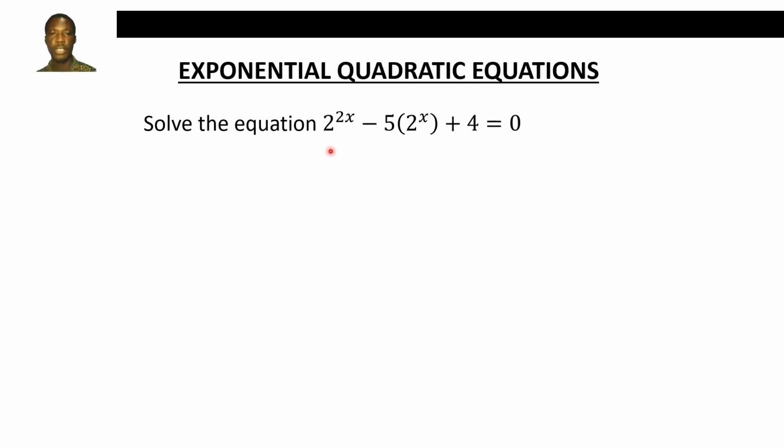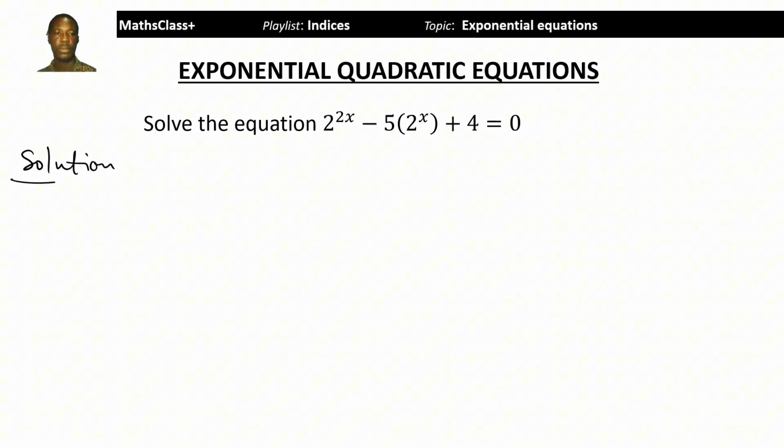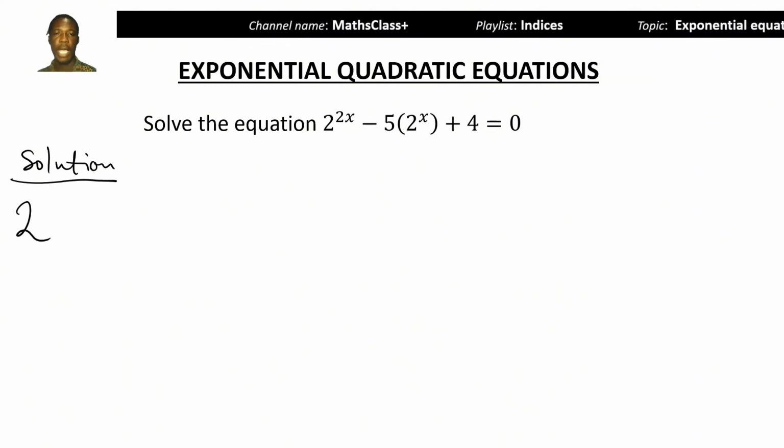Solve the equation 2 to the power 2x minus 5 in brackets 2 to the power x plus 4 equals 0. Solution. Now we have to factor out 2 in the first term of the equation. So we write it as 2 to the power x all to the power 2.